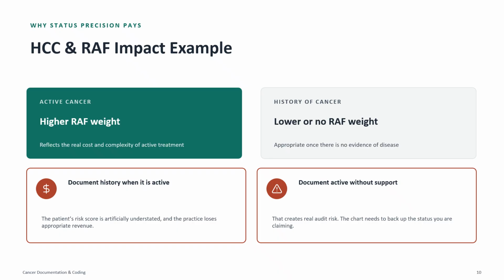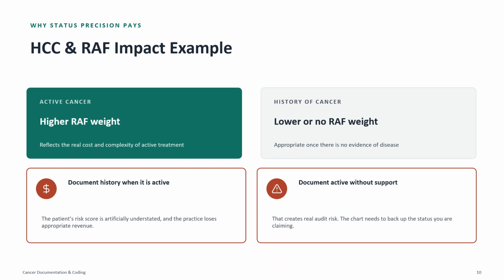Okay, in this example, I want to show you where documentation directly hits reimbursement. Active cancer typically carries a higher risk weight than a history of cancer, of course. If you document history when the cancer is actually active, the patient's risk score will obviously come in artificially low, and that's real revenue that your payer and your practice will not capture.